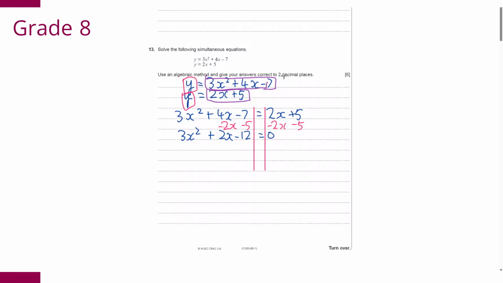Now, the giveaway in this question is give your answers correct to 2 decimal places. What does that give away? It means it's probably not going to factorize. As soon as they ask you to do decimal places, you know you're going to be using the quadratic formula. Quadratic formula is minus b plus minus square root of b squared minus 4ac over 2a. Feed that into your calculator.